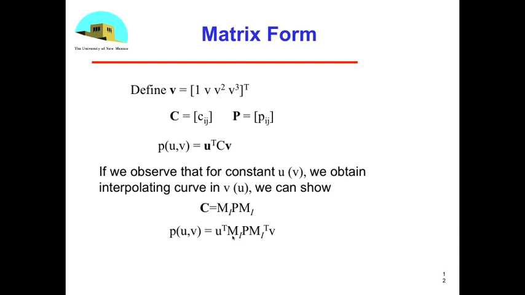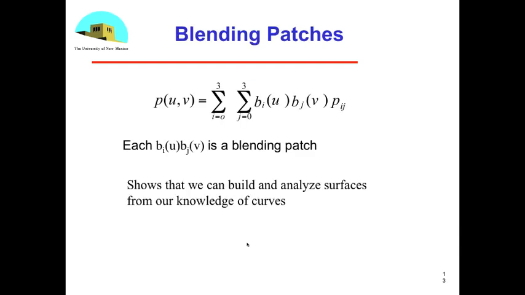Now, if I multiply out everything here and everything over here, I can write this. These are the blending polynomials in u. These are the same blending polynomials in v. And so if I multiply this all out, each data point, Pij, gets multiplied by the product of two blending polynomials corresponding to i and j, and it looks like this.